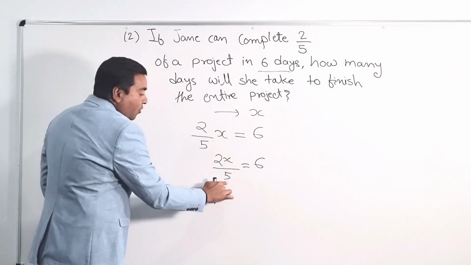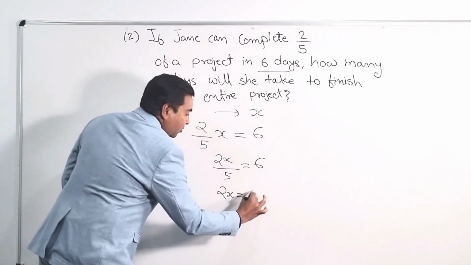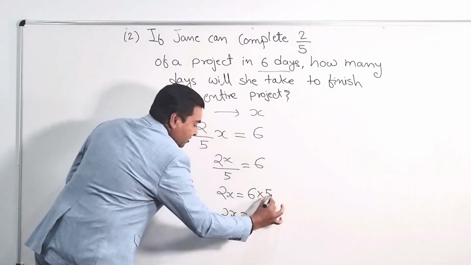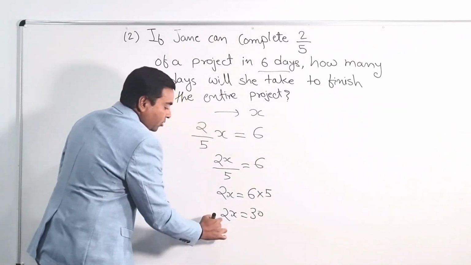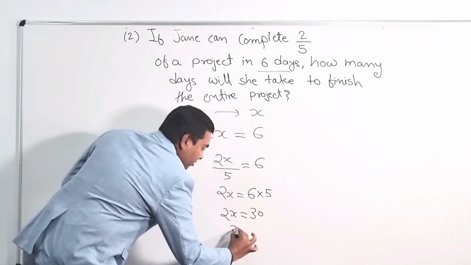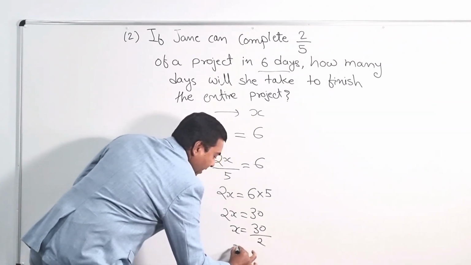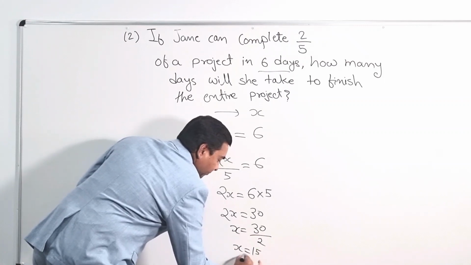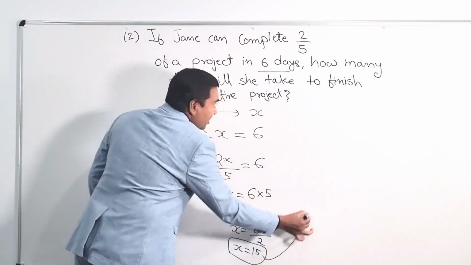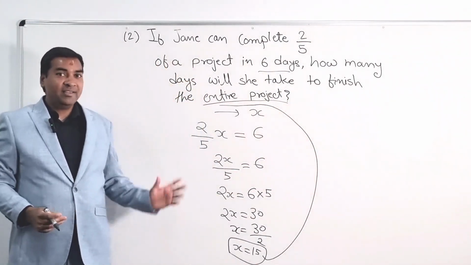Now this divided by 5 goes into times. So 2x equal to 6 multiplied by 5. So my 2x equal to 6 5s are 30. Now 2x, which is 2 times x, times goes divided by. So x equal to 30 over 2. So my x equal to 15. So the value of x is 15. That means 15 days are required to finish the entire project. And that is question number 2.